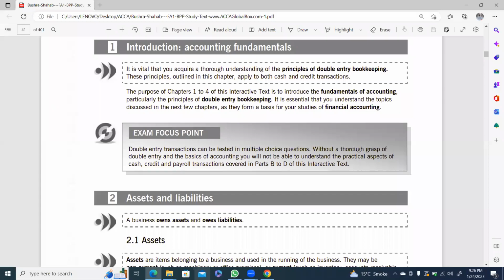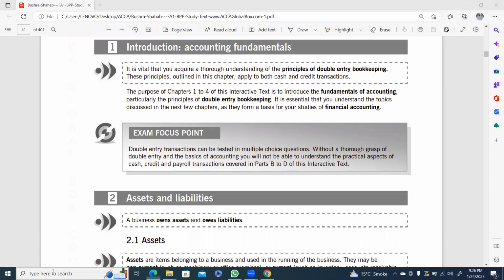We have discussed that in accounting we have a double entry bookkeeping system. What is double entry bookkeeping system? That every financial transaction has dual effect. One is debit and one is credit.